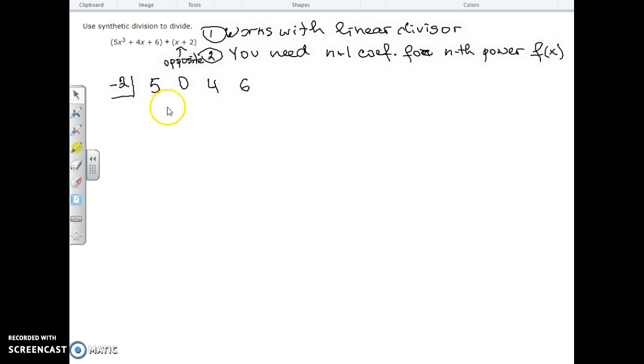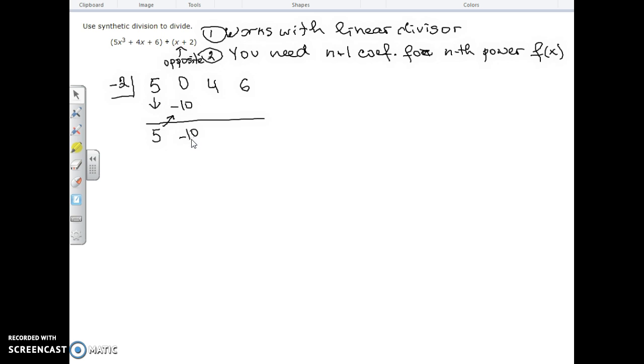Now the process follows like this. You take your leading coefficient and you simply bring it down as you see it. 5 comes down here as 5. Then you repeat the following process. 5 times -2 gives you -10. You write that -10 up here, and then you add the two numbers together. 0 plus -10 is -10.